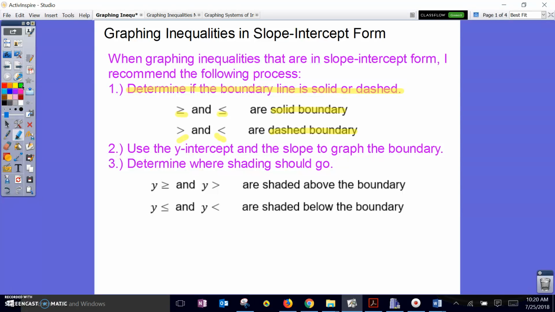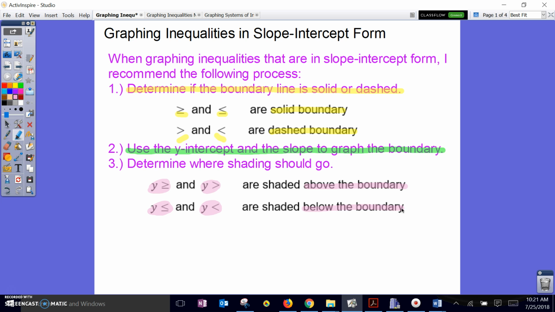Then the second thing I do, since it's in slope-intercept form, I use the y-intercept and the slope to graph the boundary, and I either graph it as solid or dashed based upon my conclusion from step one. And then the third thing I do is I determine where the shading should go. So if y is greater than, or greater than or equal to, what's on the right-hand side of the inequality, we're going to shade above the boundary. And if y is less than or equal to, or y is less than, we're going to shade below the boundary. And that's really everything that we could possibly need to know about graphing an inequality in slope-intercept form.